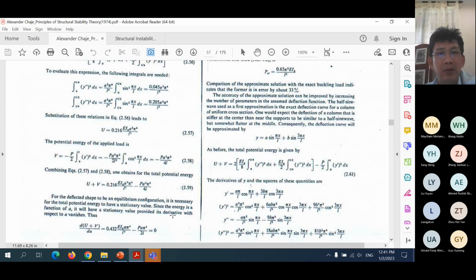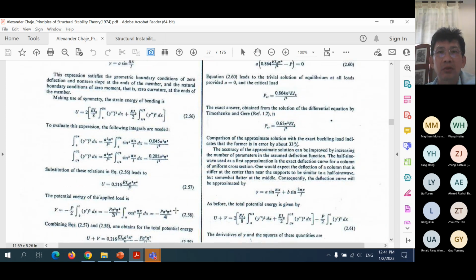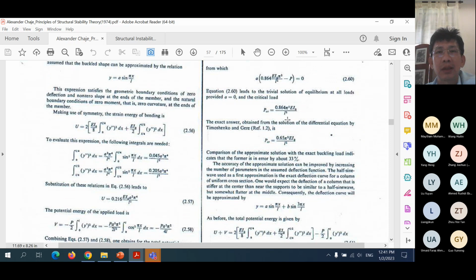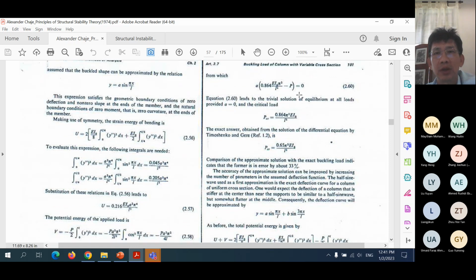From here, you get to an equation that you need to use and apply the non-trivial conditions. To get non-trivial means we need a solution of P that will make A non-zero, so this should be 0. From there, we get this P critical. This is what I show you just now. The exact one is this. So the difference is this is higher than the exact by 33%.